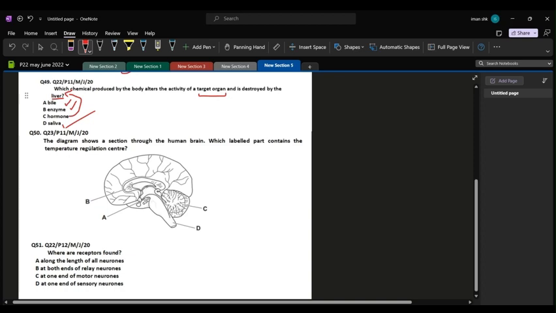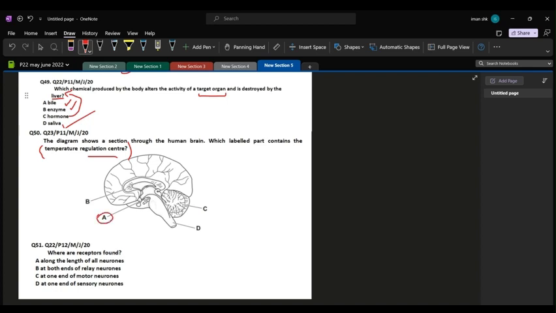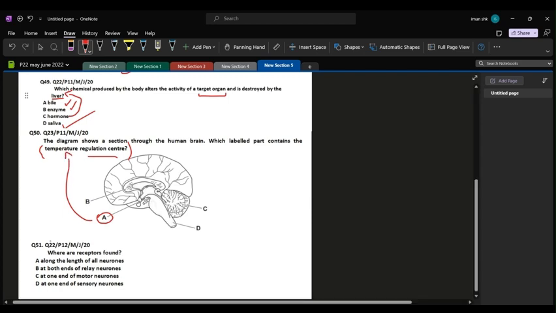Question number 50. The diagram shows a section through the human brain. Which labeled part contains the temperature regulation center? In our brain, the temperature regulation center is the hypothalamus, which is above your pituitary gland. So this is your pituitary gland, and A is hypothalamus, which is above that. This is your spinal cord, this was pituitary gland. So, like that, you have to label each part of the human brain, and your temperature regulation center is always your hypothalamus.